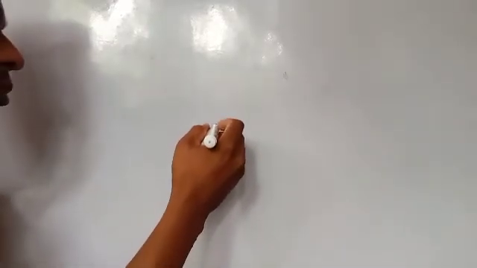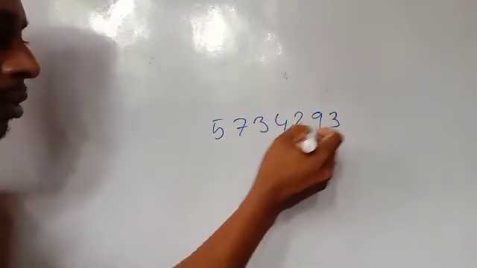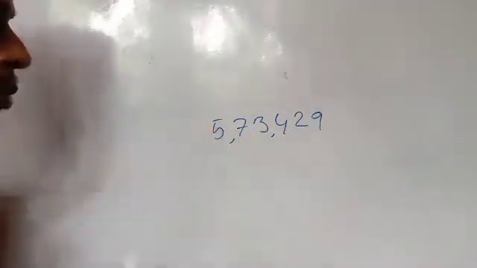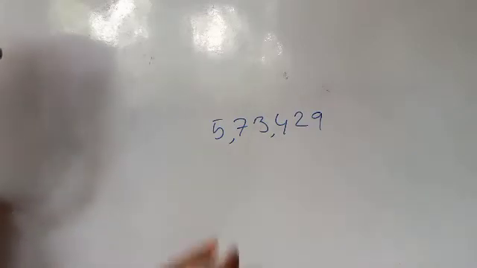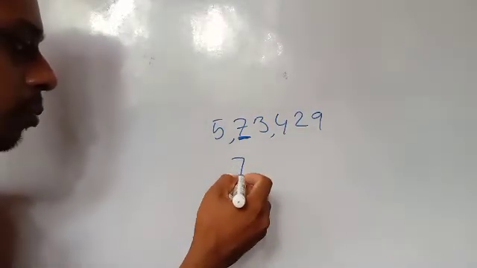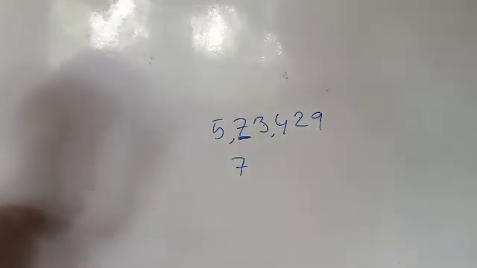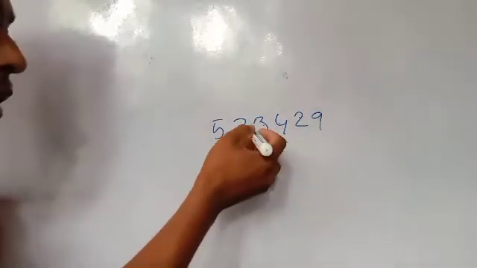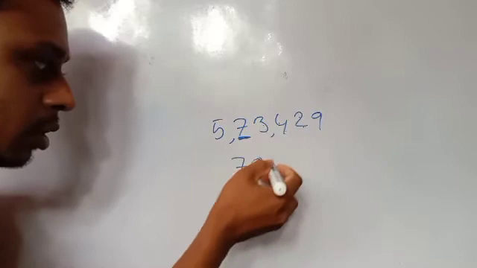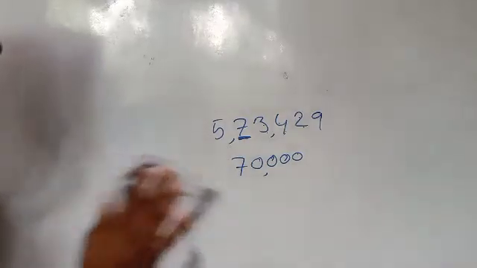How will you find the place value? Very simple. Suppose the number is 5,73,429. If you want to find the place value of 7, count the places: 1, 10, 100, 1,000, 10,000. So 7 is in the 10,000 place, so it is 70,000. Or you write the 7, and after it there are 4 digits, so you put 4 zeros and you get 70,000. This way you will get the place value.